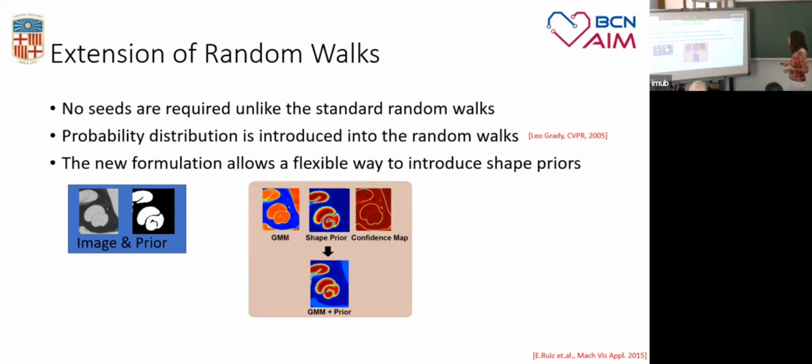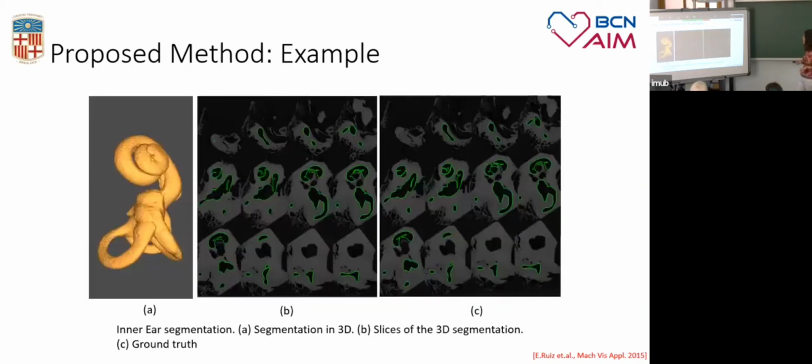And then we also built a confidence map, because we are close to the shape prior, but we are also close to an edge. It means that we are in the correct position of the cochlea. So I combine the confidence map, my shape prior, and the Gaussian measurement model into one, making this probability map. This probability map was incorporated into the original random walks, and I was able to segment very well.